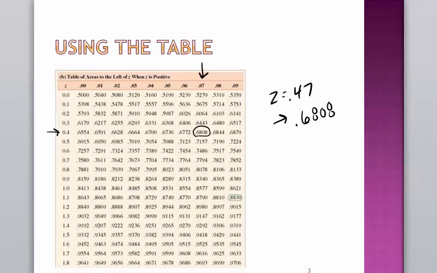Our other z-score was 1.52. So let's do this one as well. Down the left-hand side, we're going to look for 1.5. And across the top, 2 in the hundredths place. We'll intersect that row and that column, which gives me 0.9357.